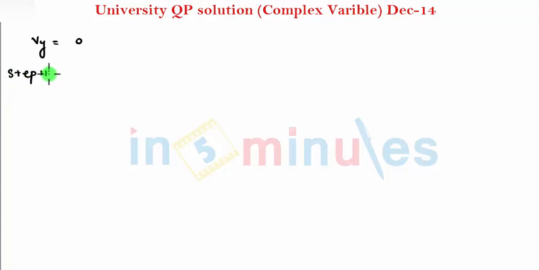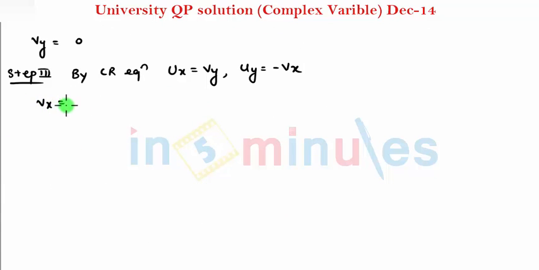Step 3 is by Cauchy-Riemann equation. Let's write by CR equation: Ux is equal to Vy and Uy is equal to minus Vx. So what we can say here, let Vx will be the same. So Vx is minus 1 upon z square minus sin z. And in the place of Vy we can write Ux. So Ux comes to be 0.